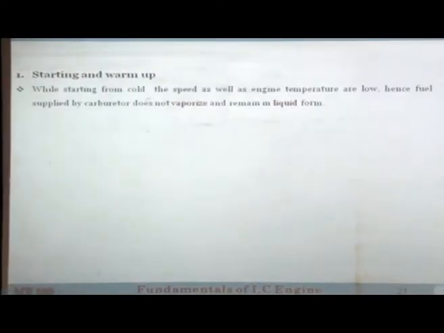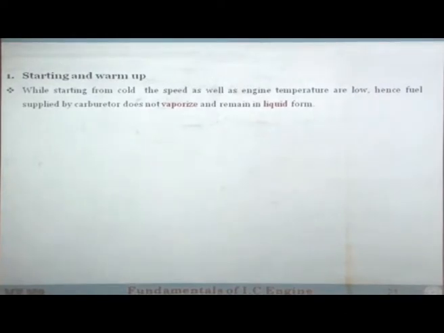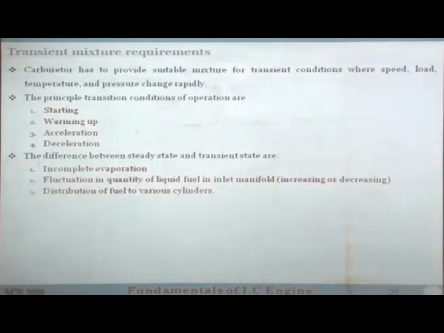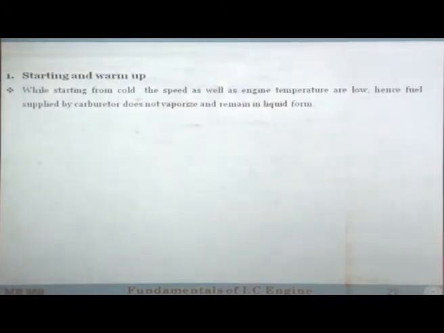So, starting and warm up. We will discuss these 4 operations, that means what happens when you start, what happens when you warm up the engine, what happens when you accelerate, and what happens when you decelerate the engine. So, let us look at starting and warm up.